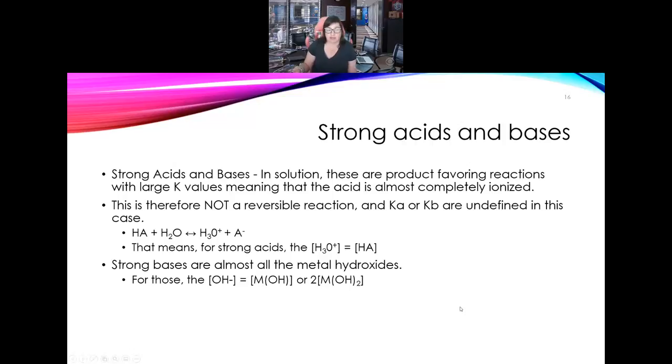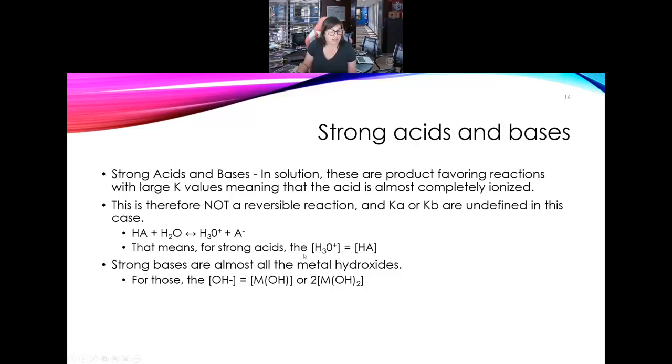Now, strong acids and bases in solution are product favoring reactions with large K values, meaning that the acid is almost completely ionized. So in the past, we've said that there is no K value for certain things because it goes almost all the way to completion. If it goes almost all the way to completion, then I have a really, really tiny number as my reactant, and that becomes undefined. So K values are either really huge or undefined. If it's undefined, that means it's almost completely ionized. This is therefore not a reversible reaction, and Ka and Kb are undefined in this case.